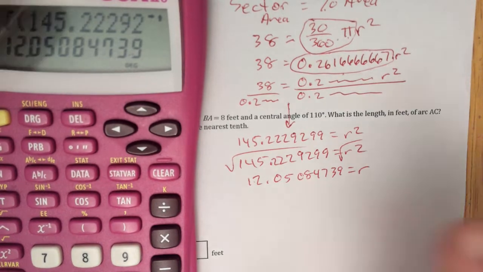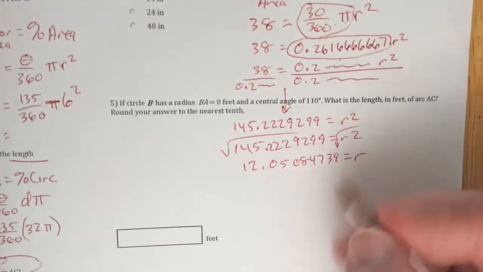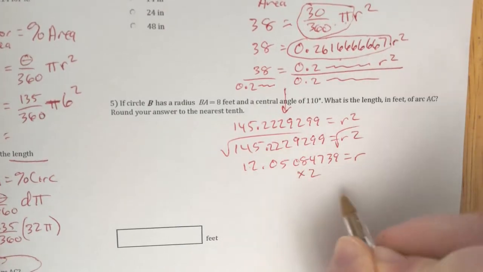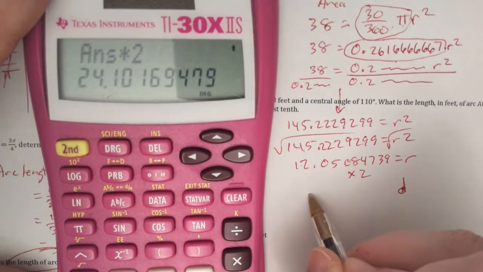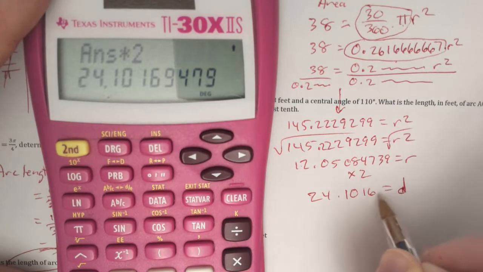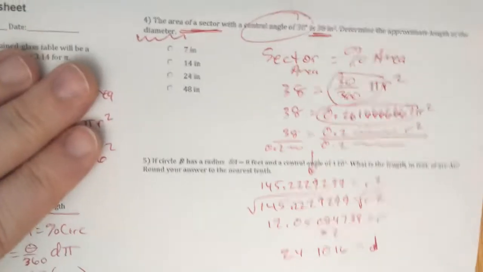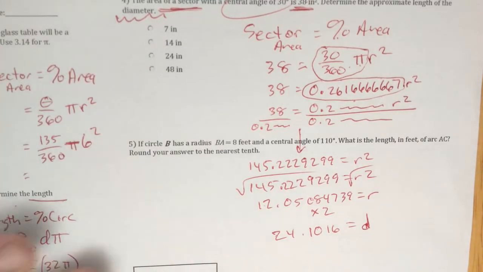Now what did they want? They wanted the diameter. So what are we going to do? We're going to multiply by 2. So multiply by 2 in the diameter. So with this big long decimal times 2, and we get 24.1016 and so on. So what would be the better answer? That one right there. Okay, that was one way how to do this.